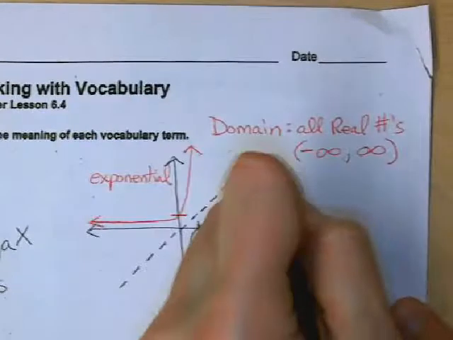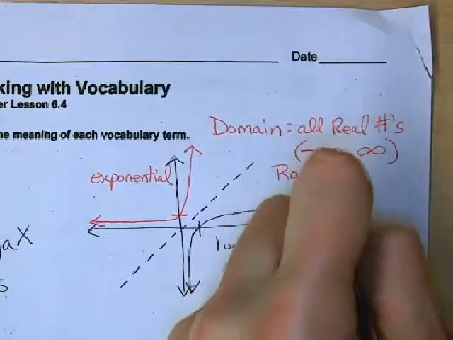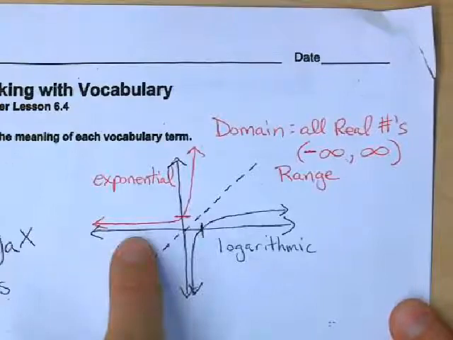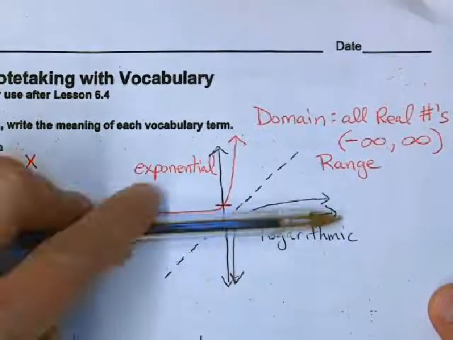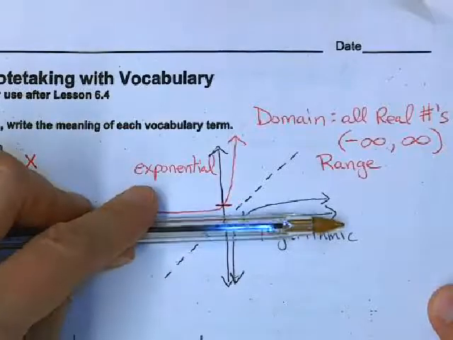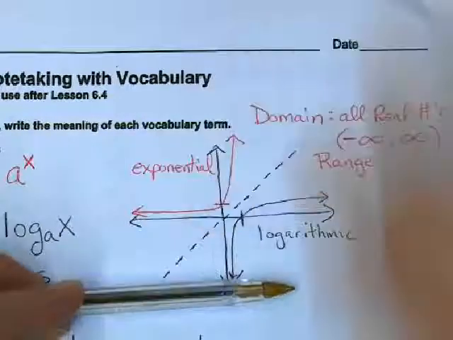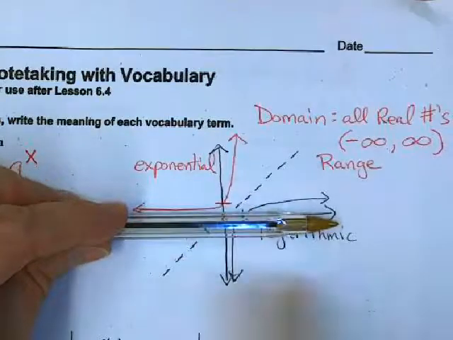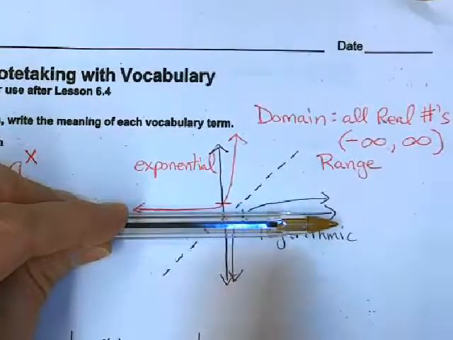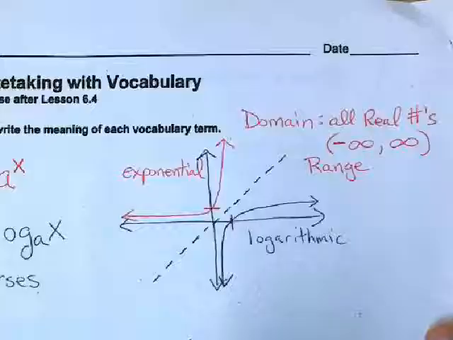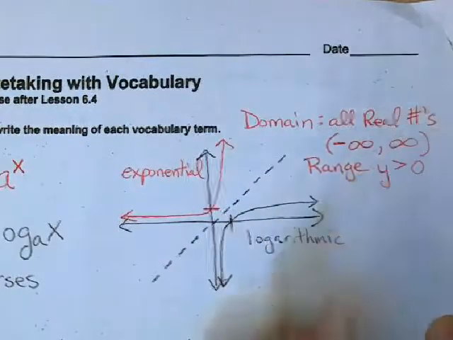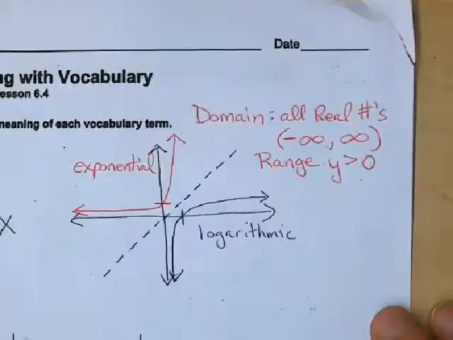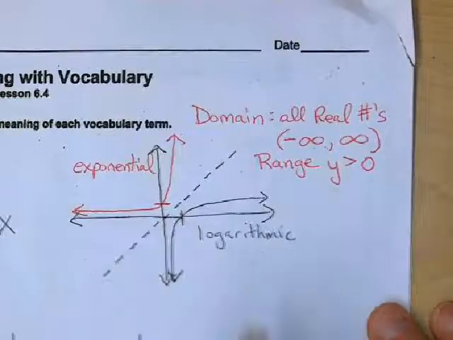And the range of this exponential function that we have graphed right here, you notice the red exponential graph didn't go below the x-axis. It's not going down here in this negative area for y. So the range is y is greater than 0.